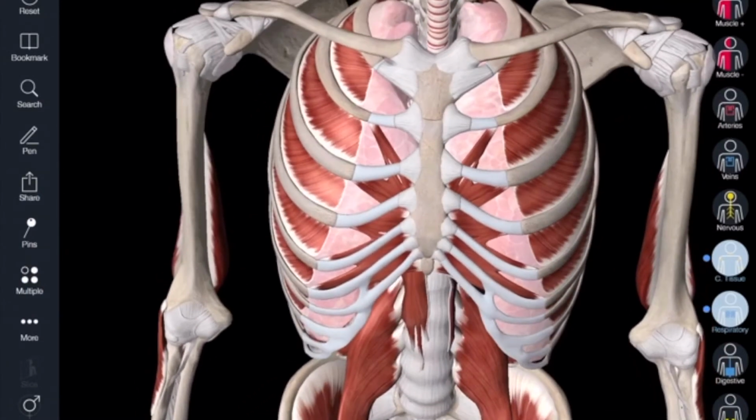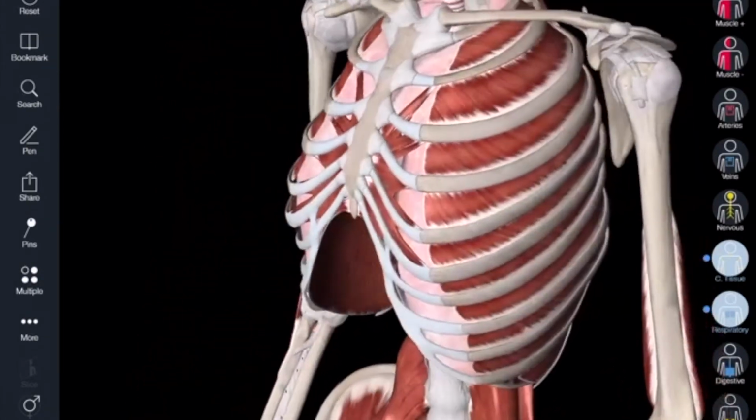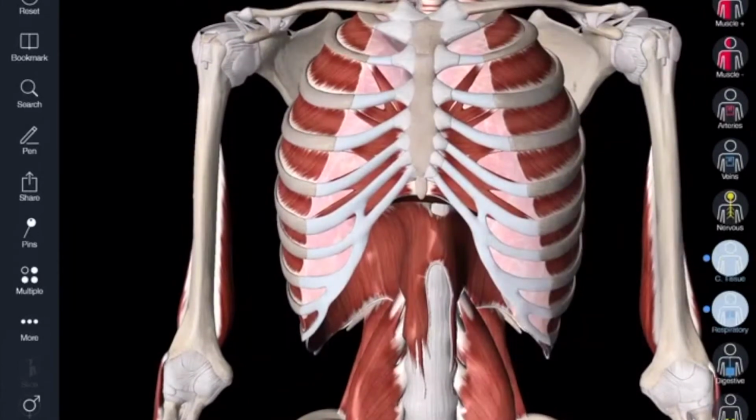See how close the top of the lungs, the apex of the lungs, are to rib 1 up there. Anyway, so that's breathing.